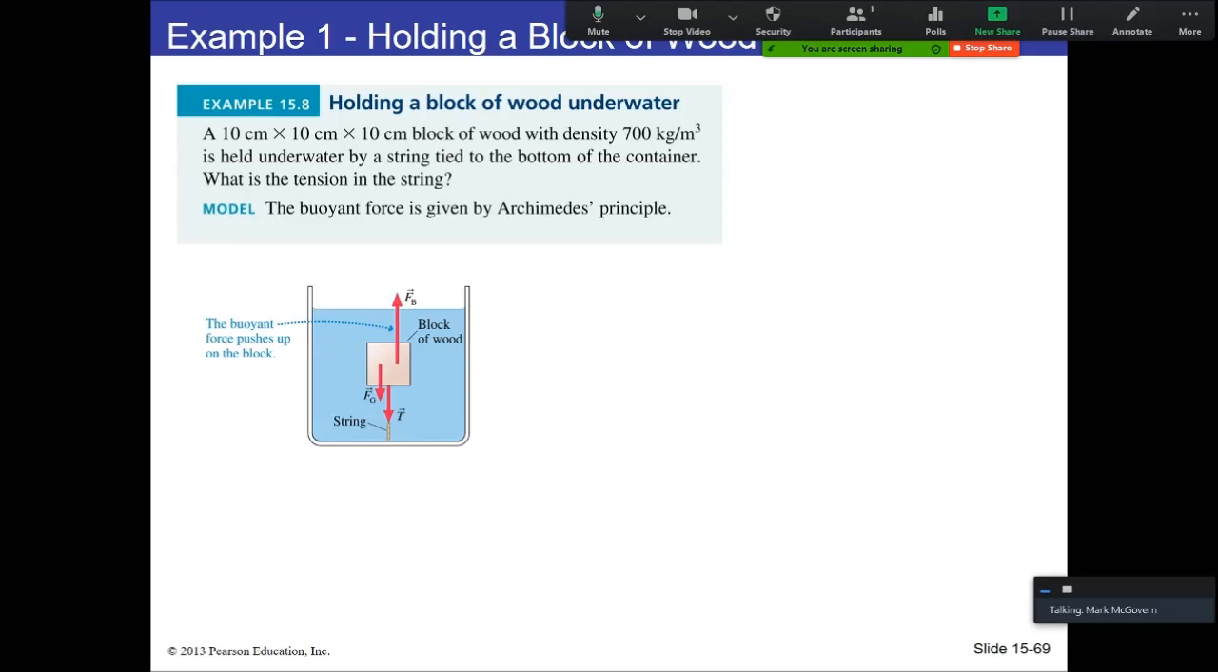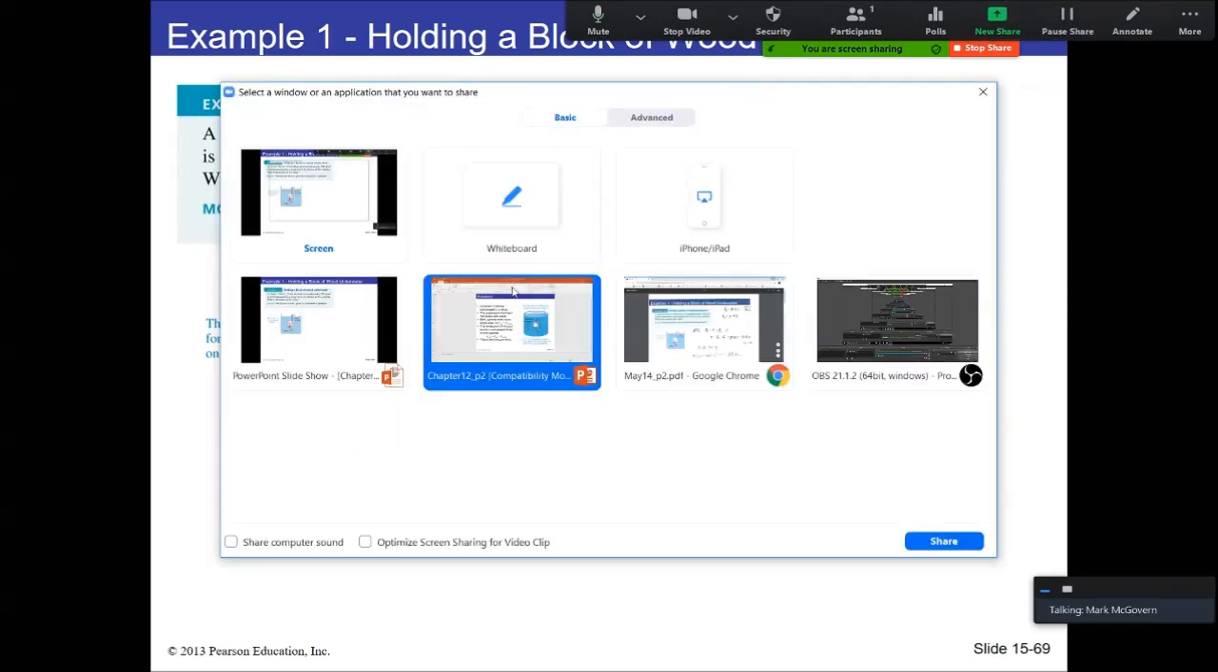Now, the buoyant force is going to be larger here than the gravitational weight of the object. The gravitational weight of the object is going to be mg, which would be like rho V, but for the wood. And the buoyant force is going to be rho V for the water. Now, because the density of the water is greater, the buoyant force is larger than the gravitational force down. So the difference between them is going to be the tension. But let's go ahead and look at the example here.